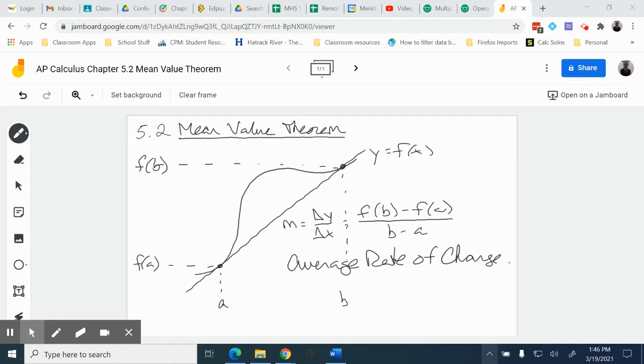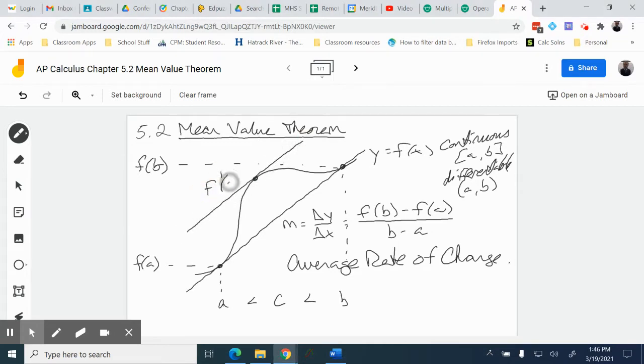Now, here's what the mean value theorem says. The mean value theorem says that if f of x is continuous on the closed interval a b and differentiable on the open interval a b, then there is some value of c, and c has to be between a and b, such that the instantaneous rate of change at that point is equal to the average rate of change between a and b.